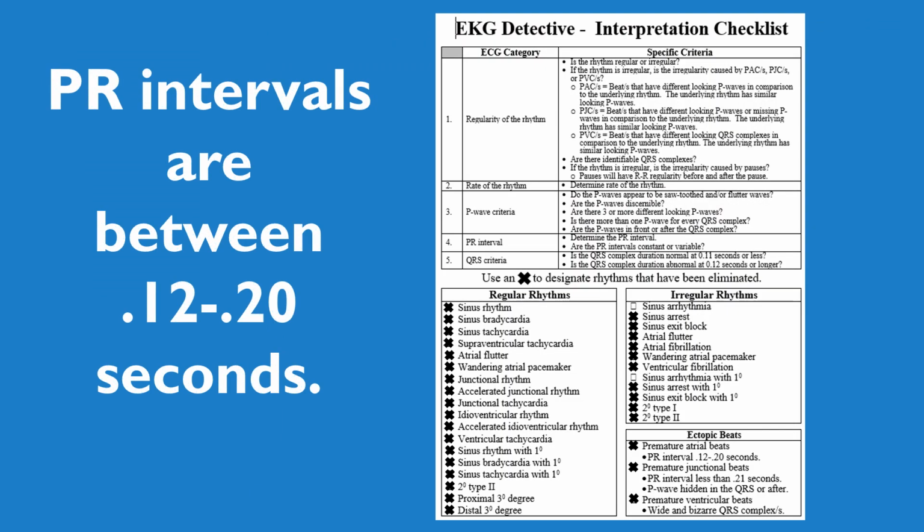So referring back to our checklist one last time, since we have a PR interval of 0.12 to 0.20 seconds, that means we can get rid of a sinus arrhythmia with the first degree heart block, because with the first degree heart block, we would have a prolonged PR interval. And that leaves us exclusively with the sinus arrhythmia, which is no surprise since that's the topic that we are talking about today. And that's where this checklist will take us.